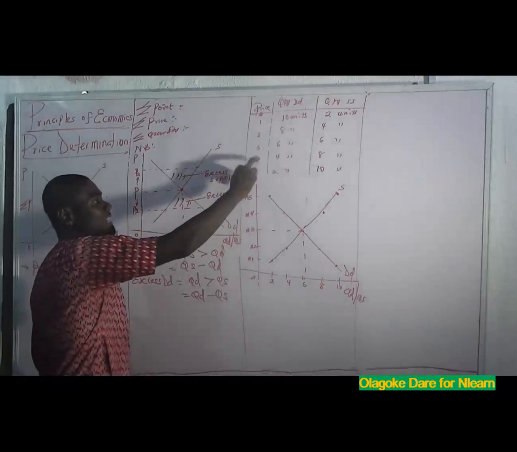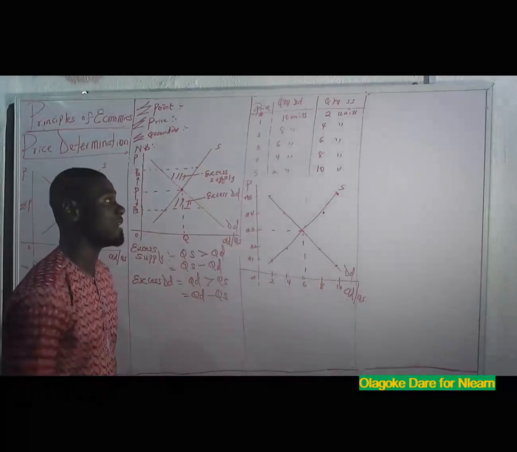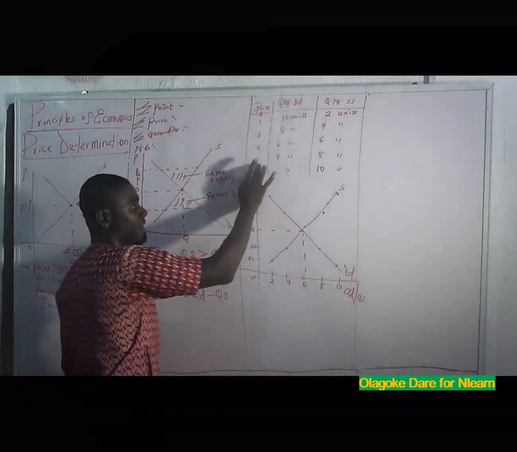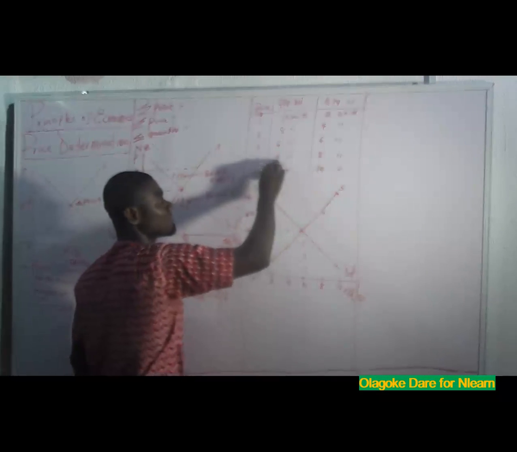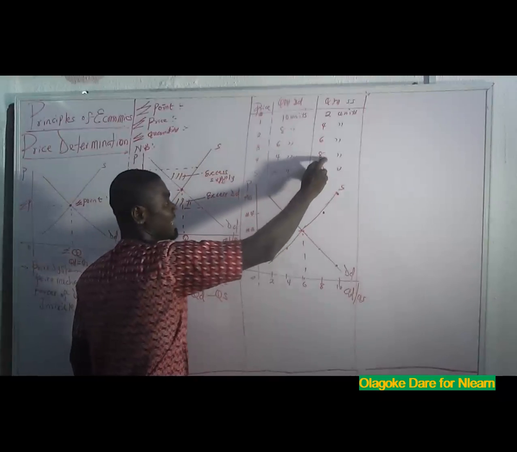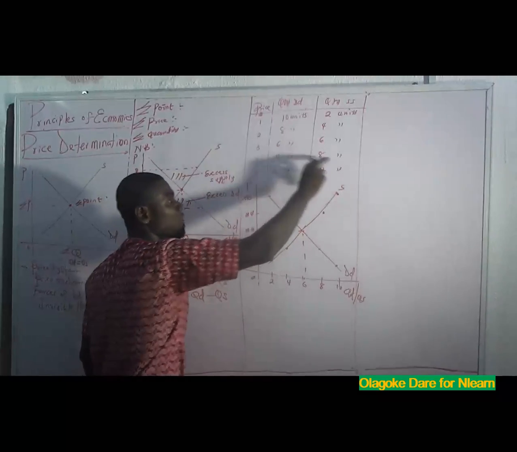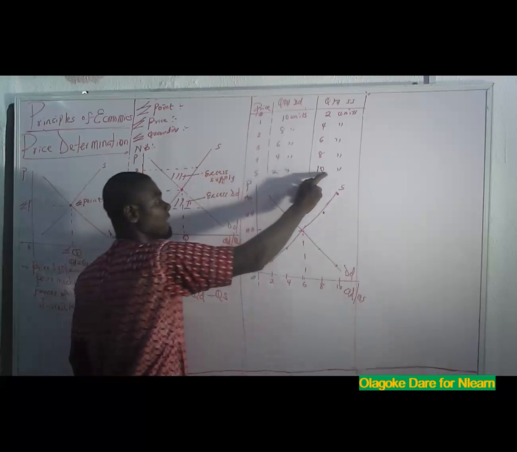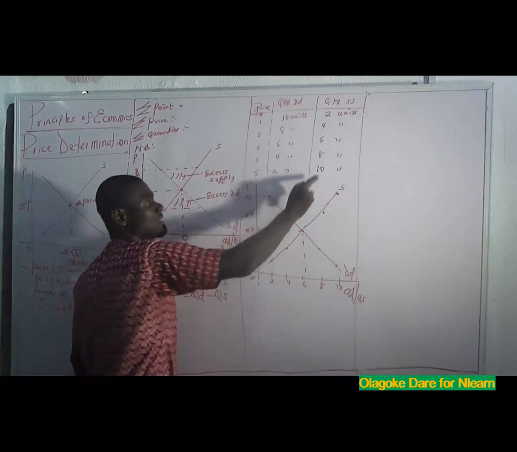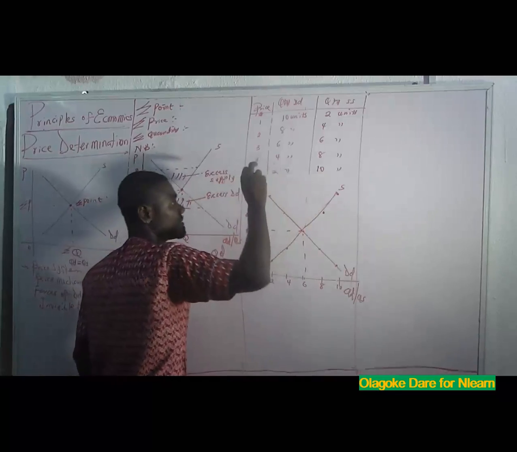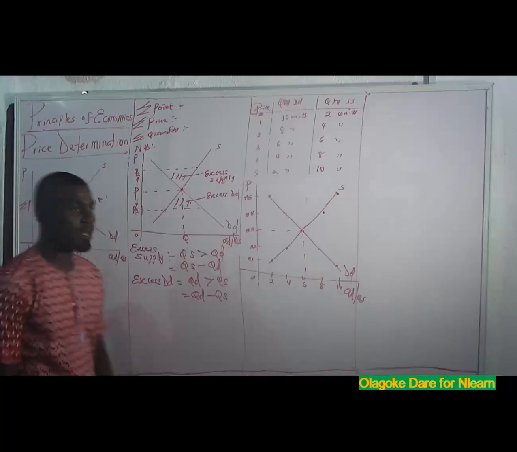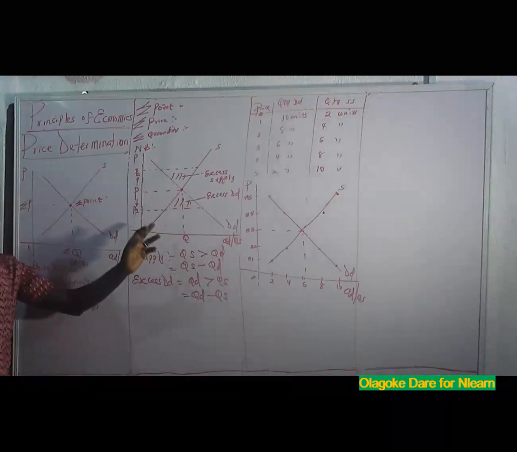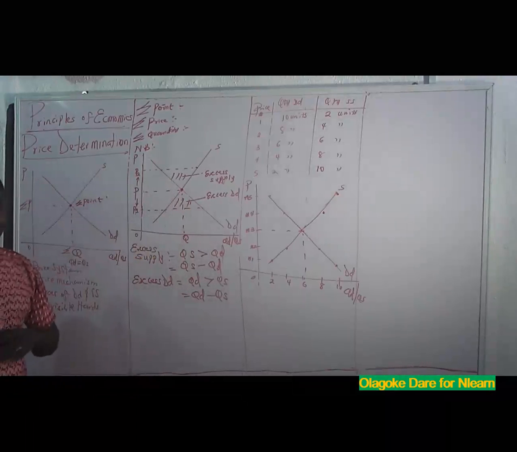So I can determine excess supply at 4 naira and 5 naira, because they are fixed above the equilibrium price. At 4 naira here, my quantity supplied is greater than quantity demanded. So my excess supply is 8 units minus 4 units, which is 4 units. My excess supply at 5 naira is quantity supplied minus quantity demanded, which is 10 units minus 2 units, it is 8 units. So here we know what we mean by excess demand and excess supply.